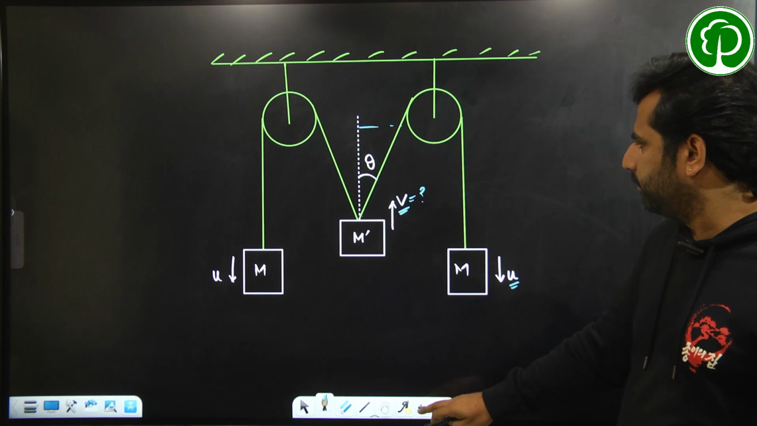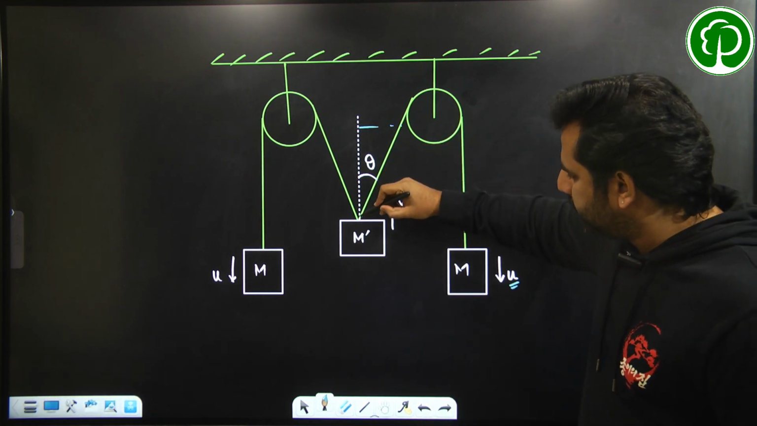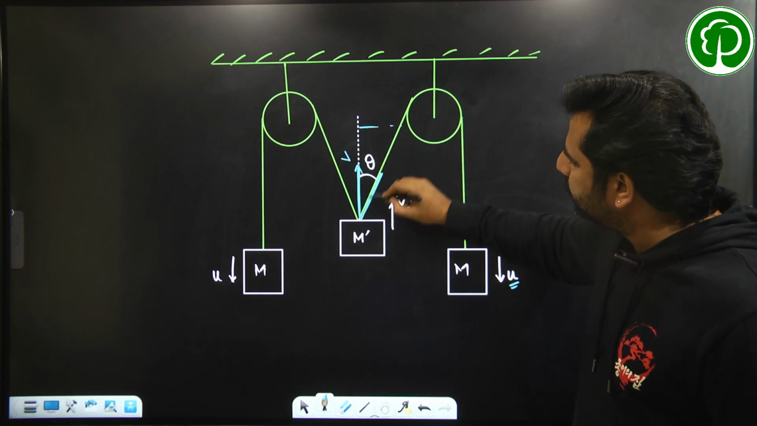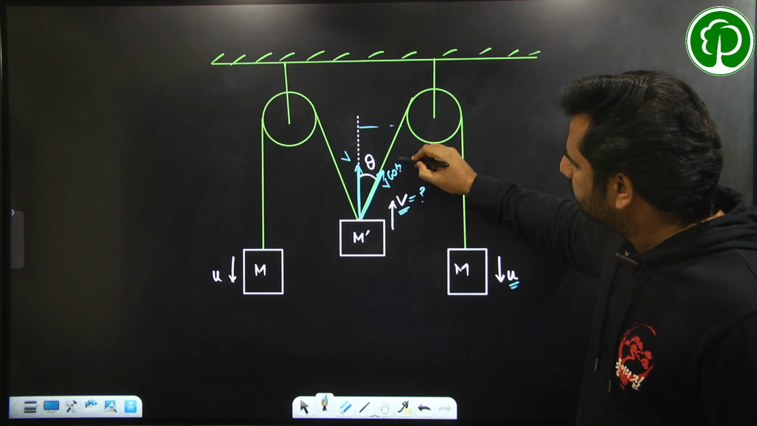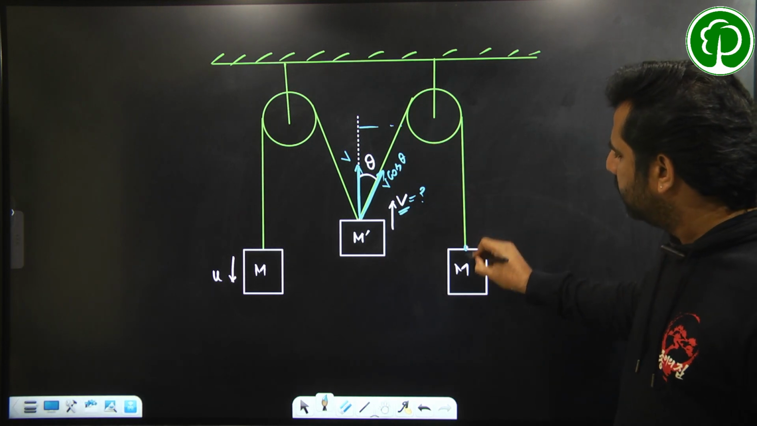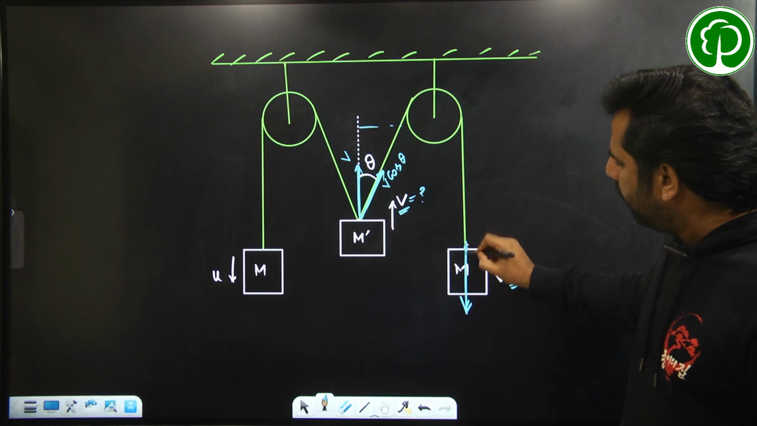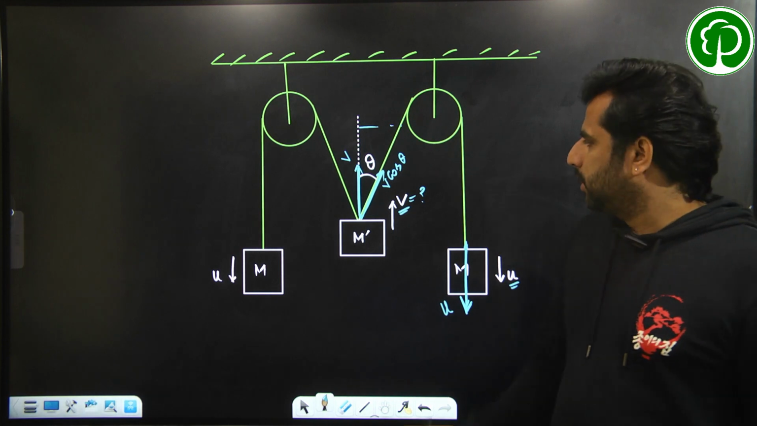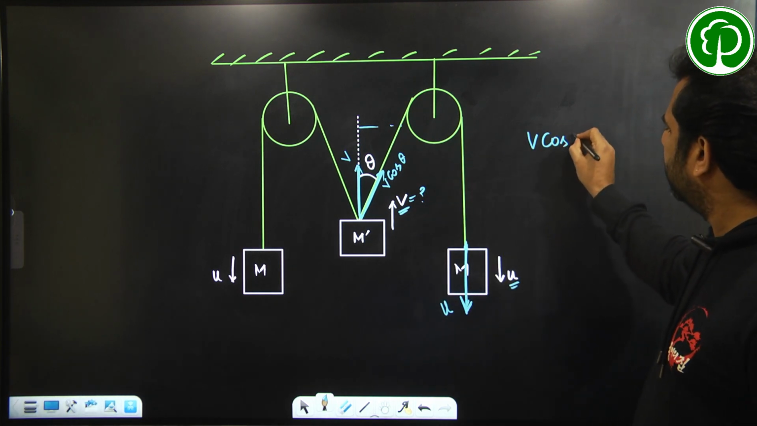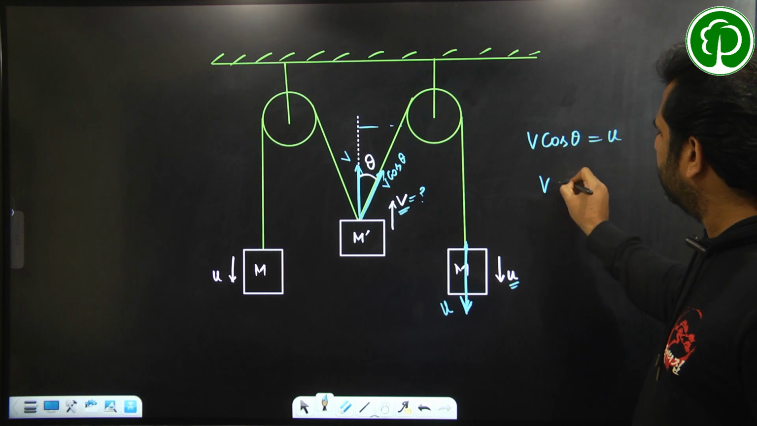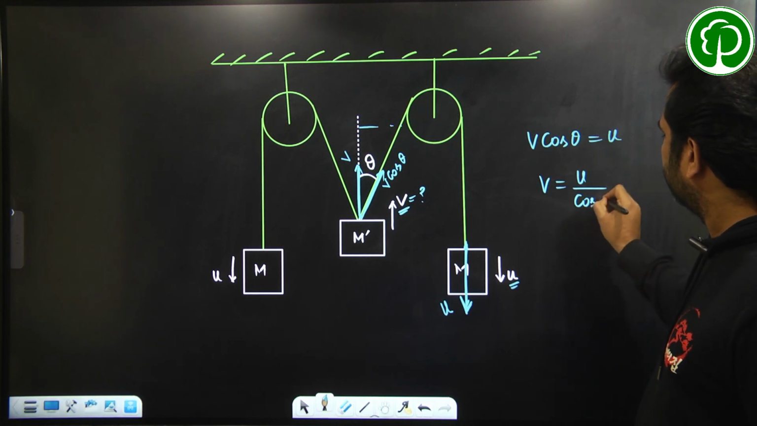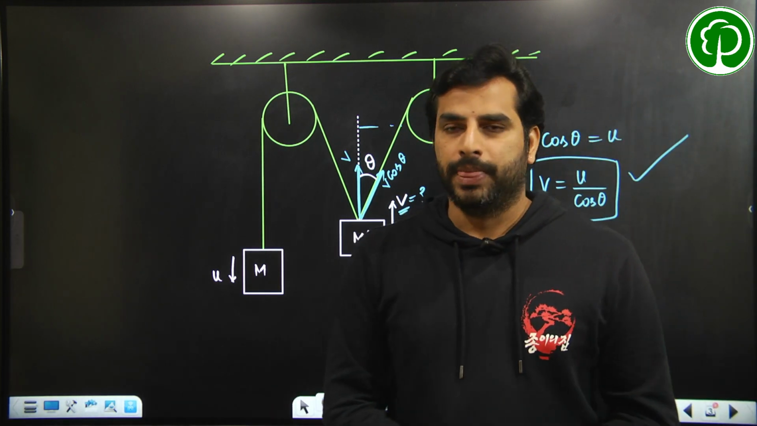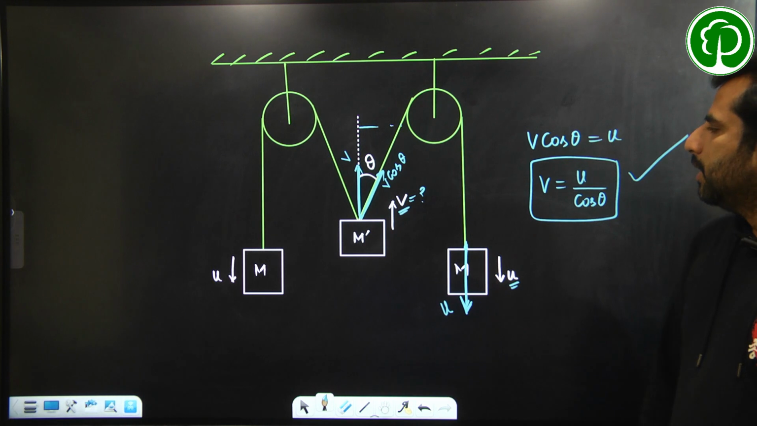How do I do that? Simple, let this velocity be v. The component of this velocity along the length of the string is v cos theta. And the other end is this. The component of the velocity of this end along the length of the string is complete u, because u is already directed down. Now v cos theta must be equal to u, so v is equal to u by cos theta.